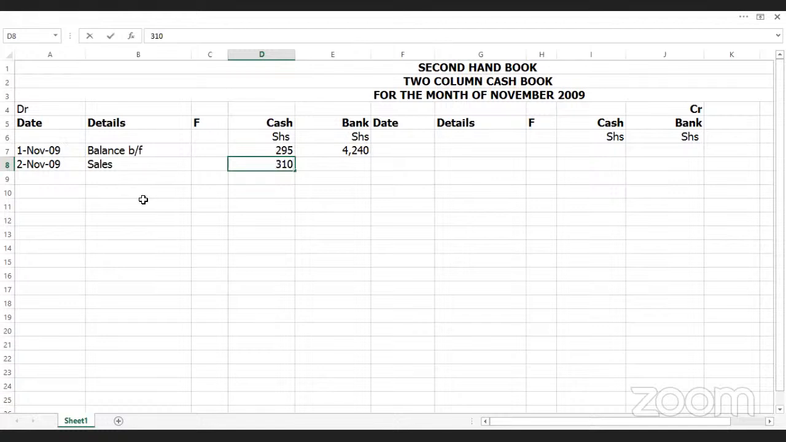Next transaction. What's the next transaction? The third, took shillings 200 out of the cash till and paid it into the bank. So what do we do? That's a contra entry. So what is increasing and what is reducing?